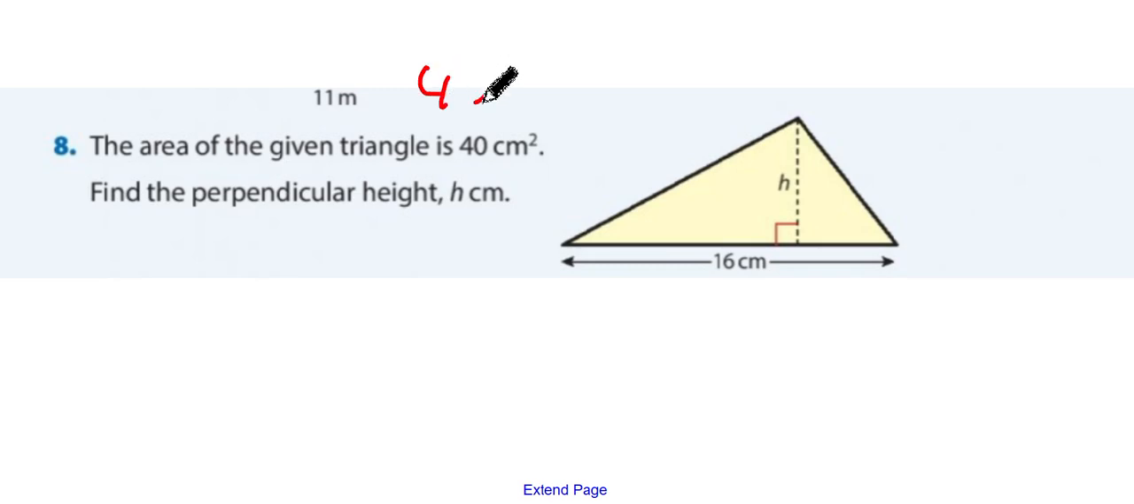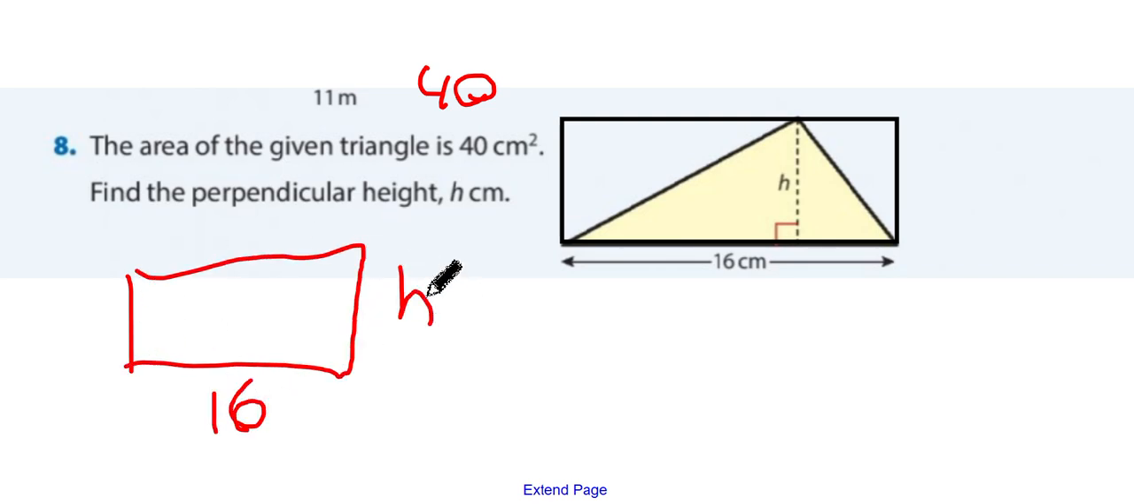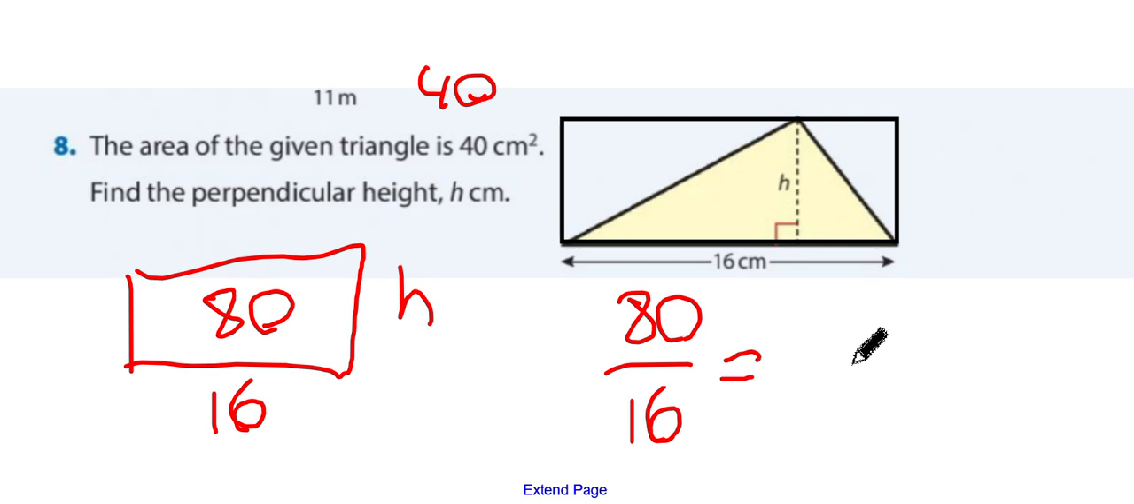Would you all agree it's a triangle? Everybody agrees it's a triangle? Now, what would happen if the triangle is 40? If the triangle is 40, what do you think the rectangle is? Would you all agree the rectangle is 80? So 16 multiplied by h is 80. Does everybody see how I got that? A triangle is always half the rectangle. And then what number multiplies by 16 to give you 80? So you do 80 divided by 16 and you get 5. Is that right?